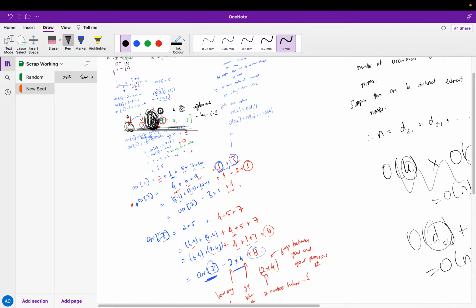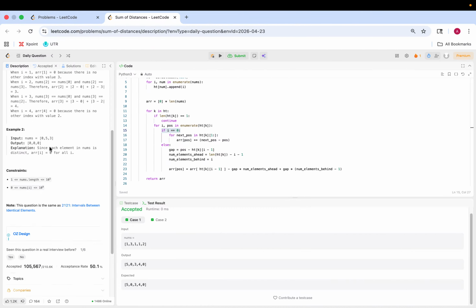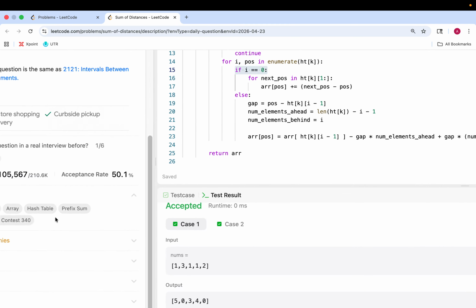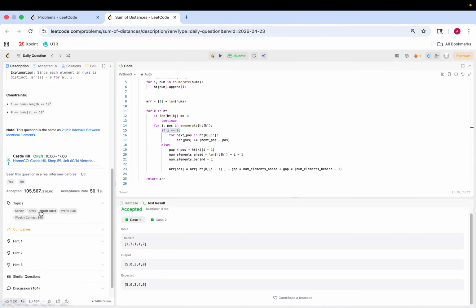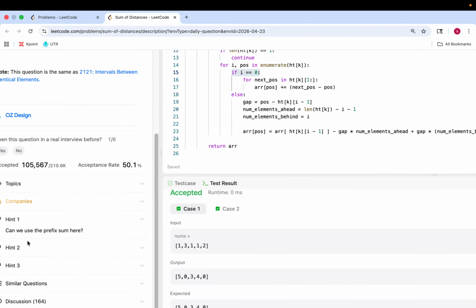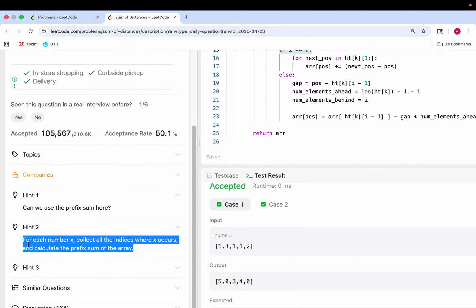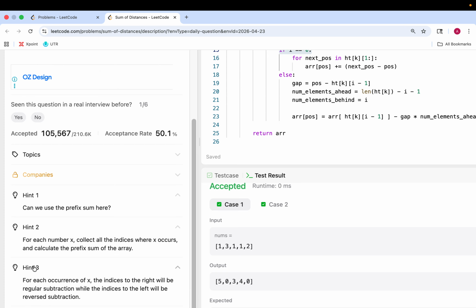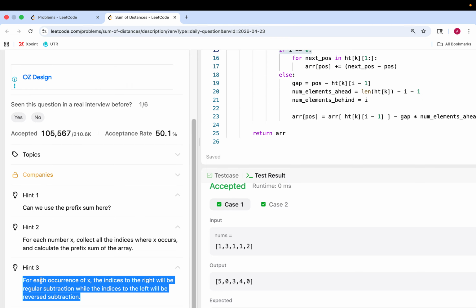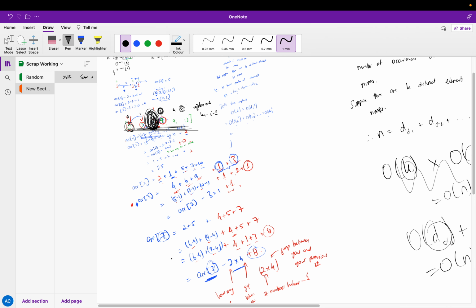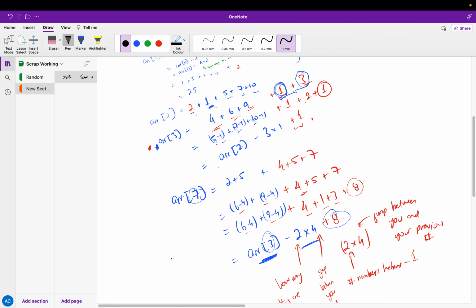Is the topic math? No. Prefix sum? That sounds kind of crazy. Can we use prefix sum here? Apparently. The prefix sum array. Does that work? The indices to the right will be the regular subtraction, while the indices to the left will be the reverse subtraction. Wait, what?